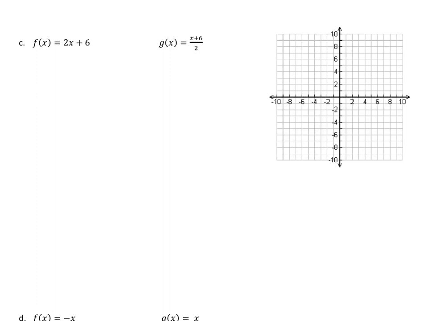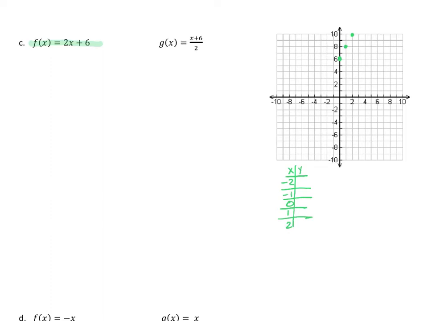Let's start graphically. If we're going to graph f of x, you can use a table if you want, or you can also notice, again, y equals mx plus b. Our y-intercept is going to be at 6, and we have a slope of 2, so we'll move up 2 to the right 1, up 2 to the right 1. If we were to make this into a table, we use the points -2, -1, 0, 1, and 2.